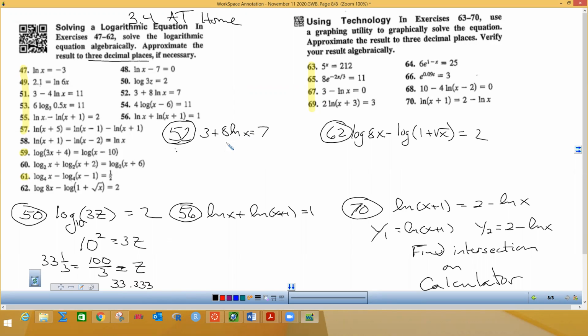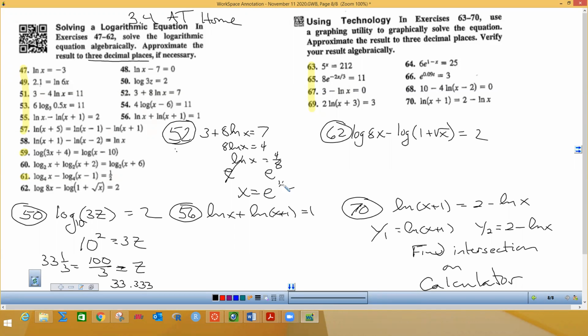Coming up here to 52, we have to get the natural log all by itself first. So we have to subtract 3 from both sides. Then we have to divide by 8. You can reduce that to 1/2 if you want, which I'm going to in a minute. And then we have to take e, because we got to get rid of natural log on each side. So those cancel out, so we get x equals e to the 1/2.